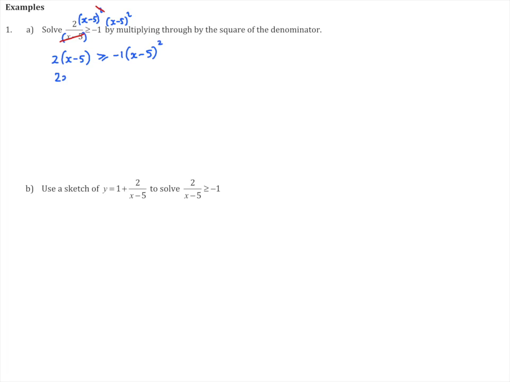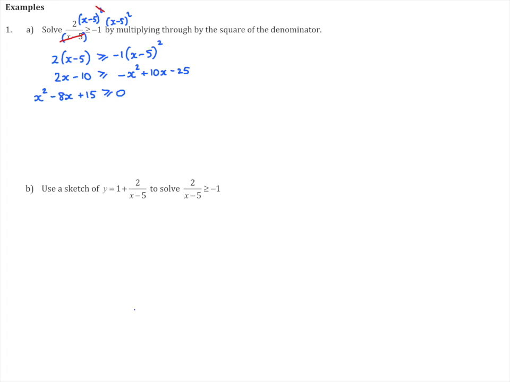That gives me 2x minus 10 is greater than or equal to, now x squared, but I've got a minus in front of it, minus 10x, but the minus makes that a plus 10x, plus 25, but the minus 1 will make that a minus 25 when I expand it all out. Let's move everything over to the left-hand side, and that leaves me with x squared minus 10x plus 2x becomes minus 8x. Minus 10 plus 25 becomes plus 15.